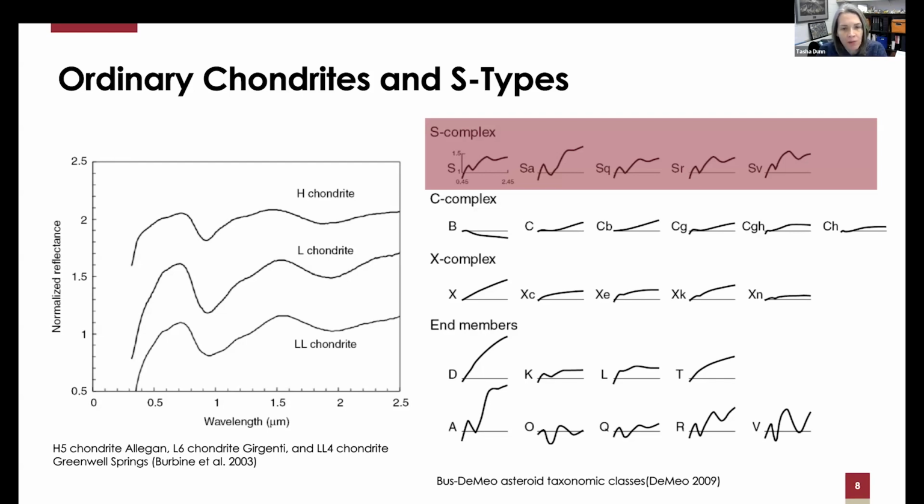You might also notice, if you look towards the bottom here, that Q-type asteroids also have spectra that are consistent with ordinary chondrites. However, those are not very common in the asteroid belt.